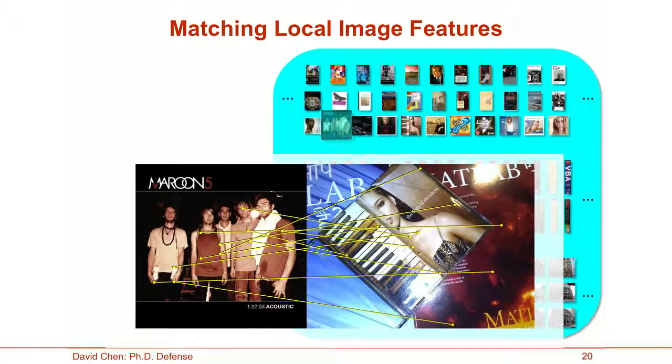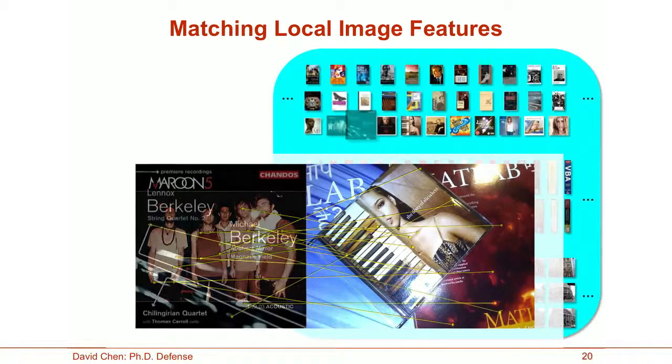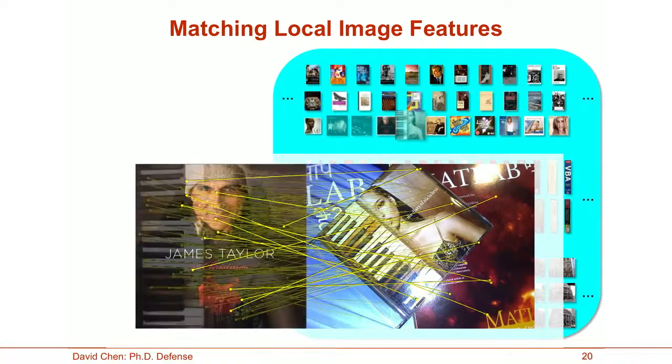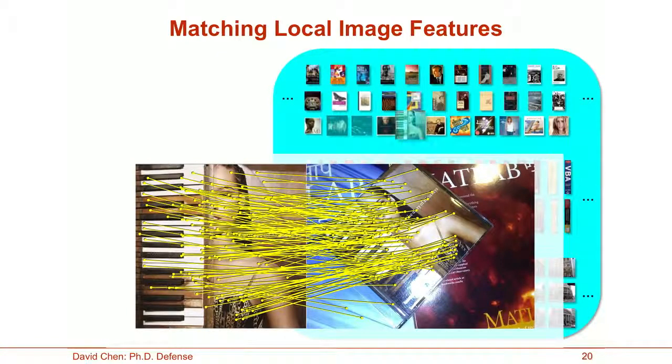Again, the number of matches is small, and there's no geometric consistency. This pattern continues until we reach the correct database image. Now the number of matches is much higher, and the correspondences are mostly geometrically consistent. This method works very well, but there's just one major drawback. It is very slow.